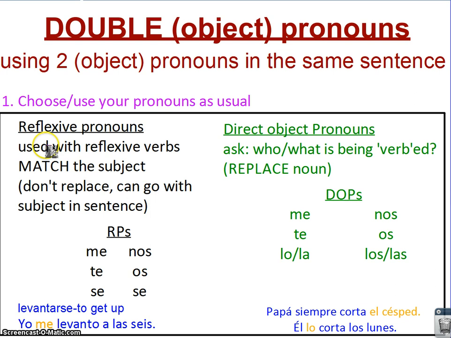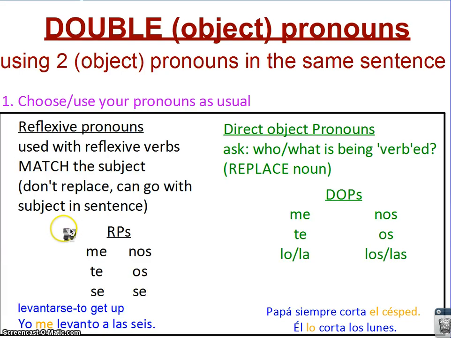So you might have a reflexive pronoun, which you guys know these are used with reflexive verbs. How do you know if a verb is reflexive? Well, it ends in se, like levantarse or dormirse or something like that. If you're not sure what I'm talking about, refer to your pink sheet from Spanish 2. You know that your reflexive pronouns match the subject and that they don't replace anything. They can go with the subject in a sentence. For example, levantarse means to get up. If you want to say I get up at 6, you could say yo me levanto a las 6. You can have yo and me in the sentence together. Do you have to have the yo? No, you guys know you can leave out subjects if it's already clear to whom you are referring.